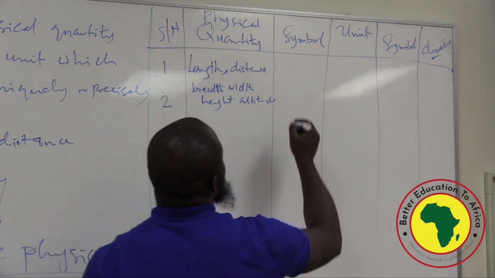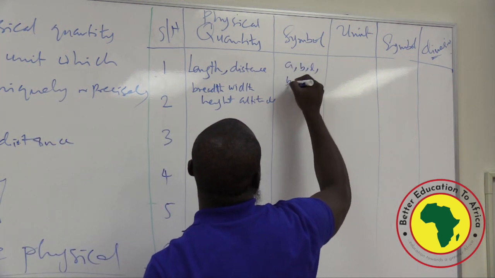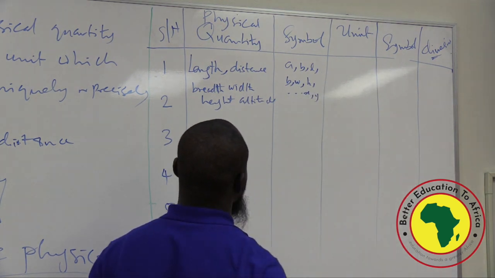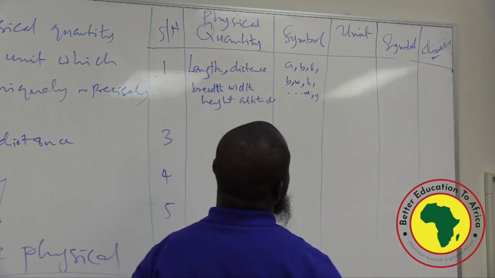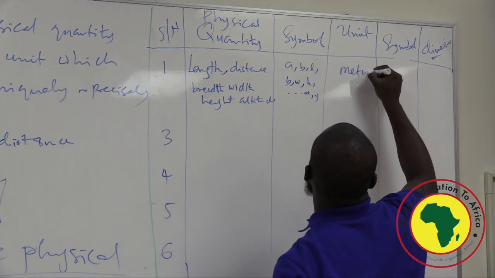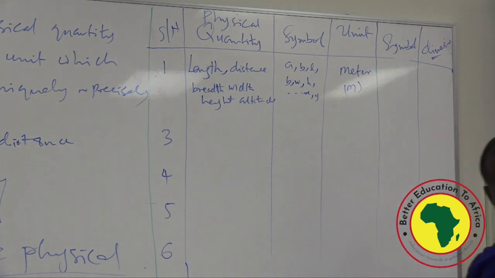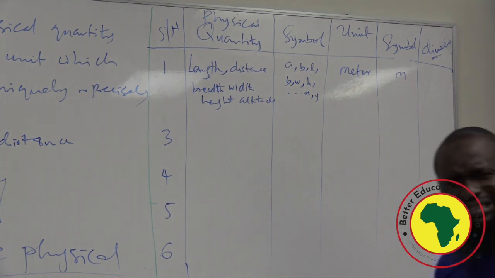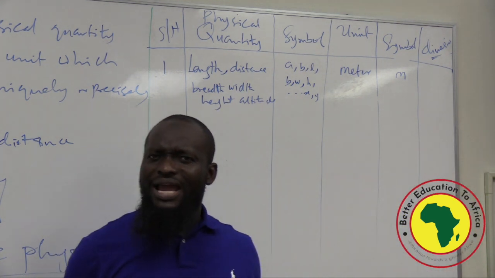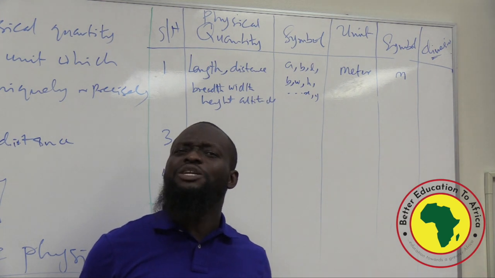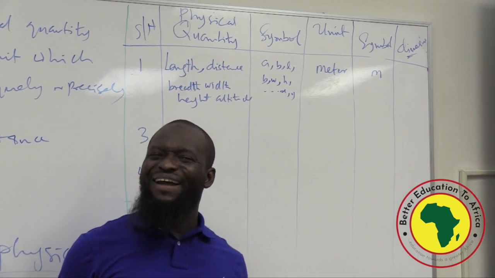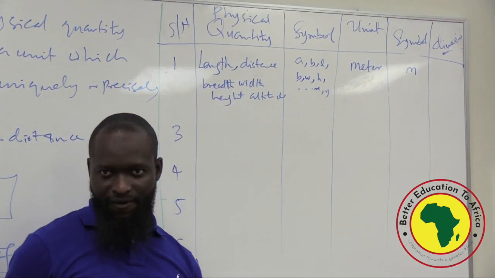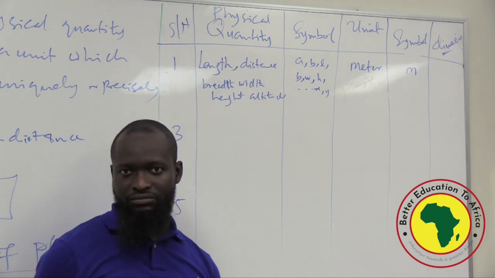The symbols people use are A, B, L, B, W, H. It has different symbols. X, Y, like that. The unit is the meter. Small m, meter. The symbol is small m. This is called the SI unit. Le Système International des Unités. In France, in Paris, in 1916, they defined all these units to be the standard units for these base or fundamental quantities.